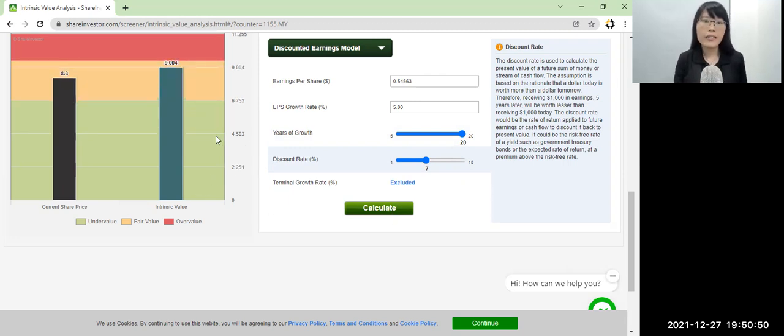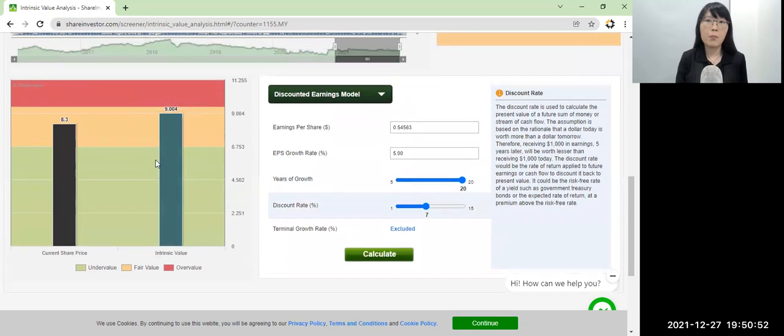So you can see that the current price for Maybank is 8 ringgit and 30 cents, and the intrinsic value is about 9 ringgit. So this company is at a fair value. So you can see based on this color, green stands for undervalued, yellow stands for fair value, and red stands for overvalued. Okay.